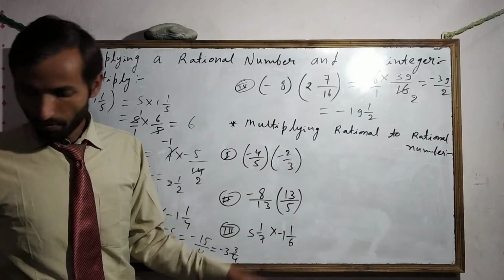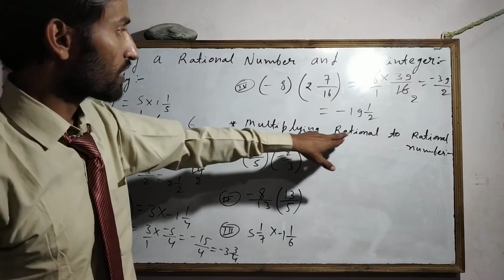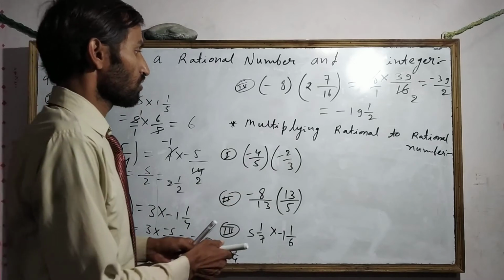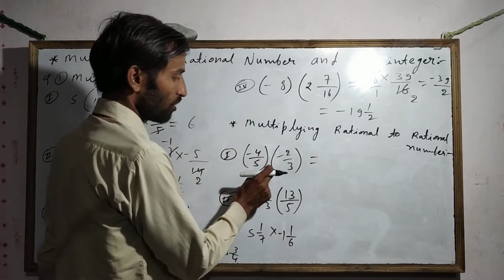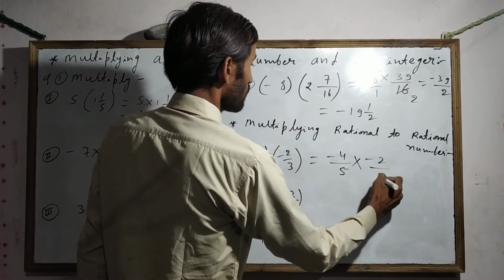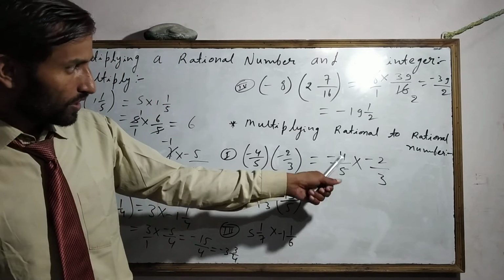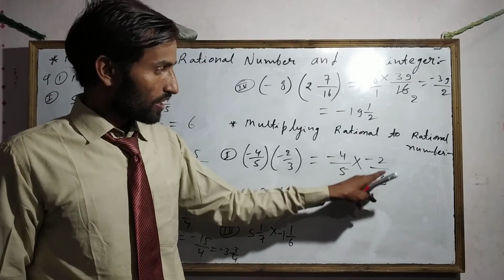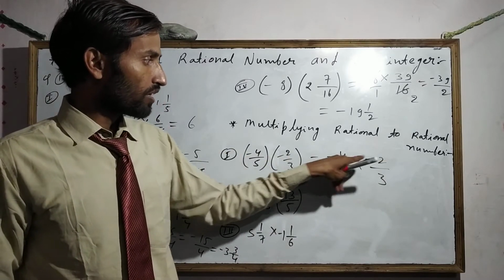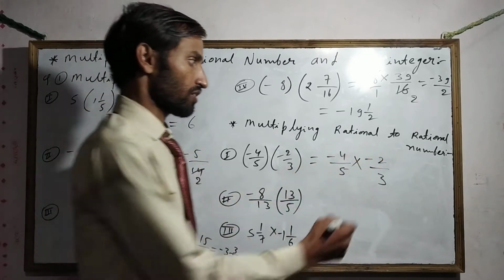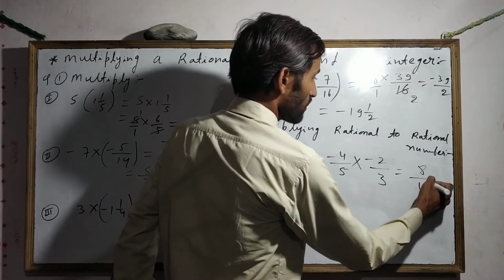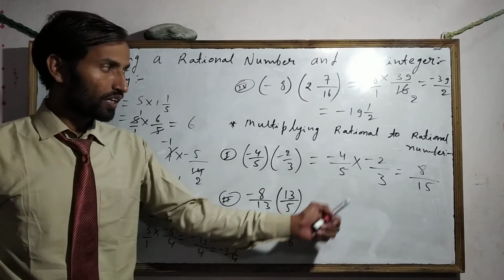The next topic is multiplication again, but this one is rational number to rational number. So how will we do it here? Again, remove both small brackets: minus 4 upon 5 into minus 2 upon 3. If any cancellation is possible, we can cancel, otherwise not. There will be no cancellation here, so just multiply. Minus minus will give plus, and 4 2 is 8, so it will come 8 upon 5 3 is 15. Minus minus is plus. So the final answer is 8 upon 15.